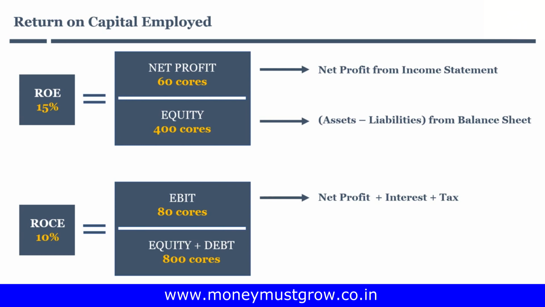Let's look at the denominator now. It considers the company's equity and long-term debt used to generate profit. In this case, ROCE will be 10%. In short, ROCE is the return made on overall capital employed that includes equity and long-term debt.